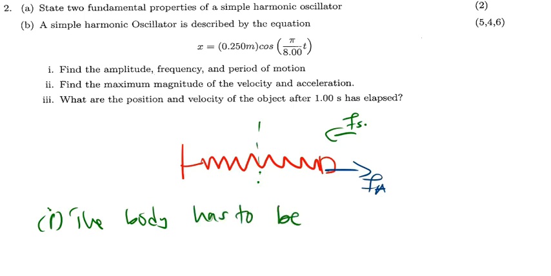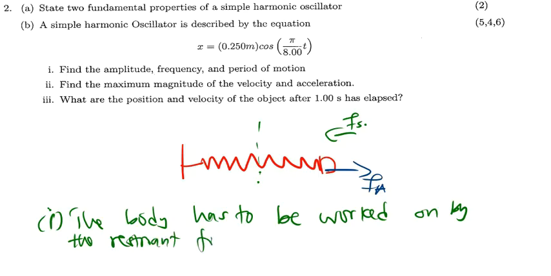So we can say the first one, the body has to be worked on by the restoring force. We can't have a simple harmonic motion if we don't have the restoring force, because the restoring force is the force that makes the system start going back and forth. What another example can we talk about?